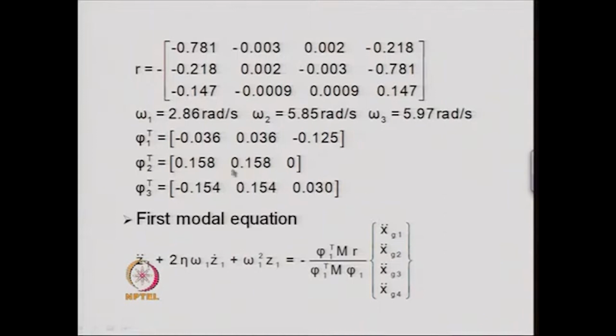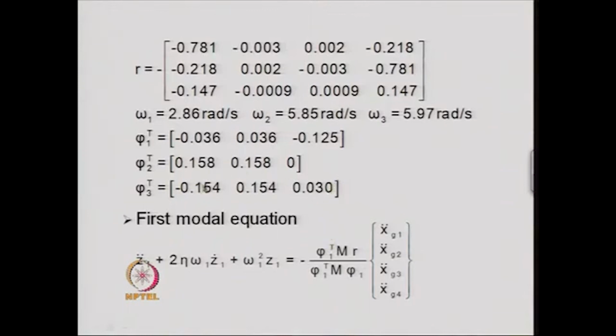The second mode is a mode in which both the pylons move in the same direction and there is no displacement at the center of the deck. The third mode is such that the 2 pylons again move in the opposite direction, and the deck instead of going up goes down. So, these are the 3 mode shapes for the structure.